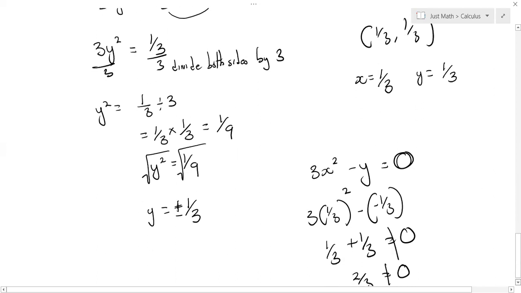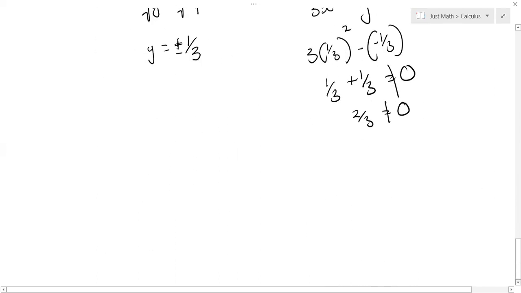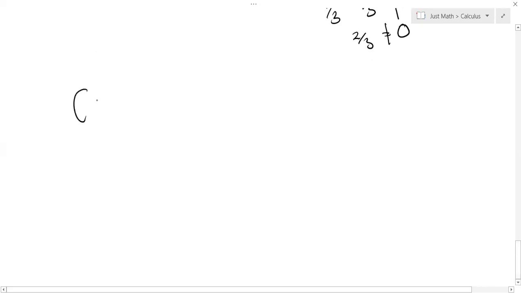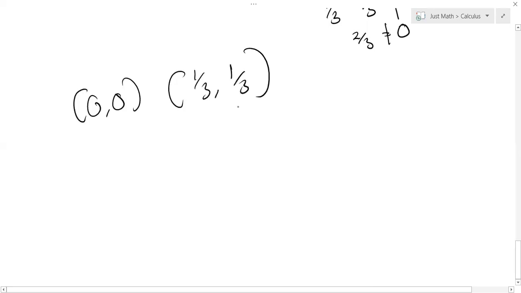So it means that finally we've gotten our critical points. Our critical points are 0, 0, and 1 over 3, 1 over 3. Oh, thank God. This is the first half. Let's go for halftime first and come back for the second half. So we've gotten the critical points.